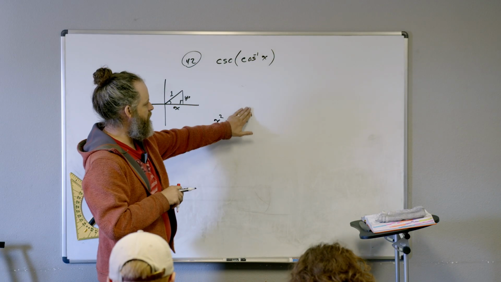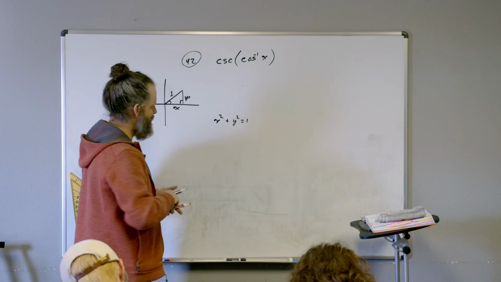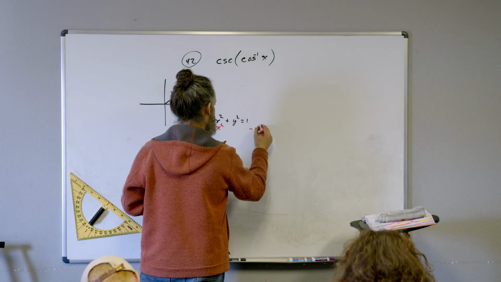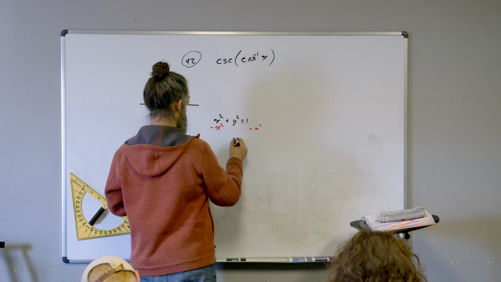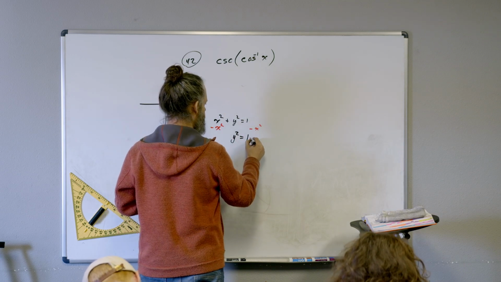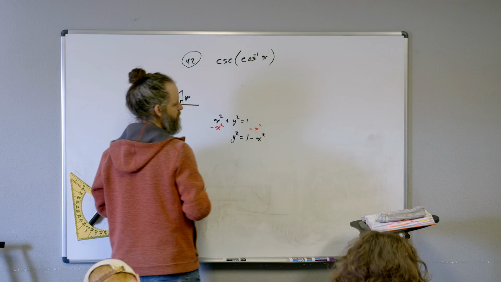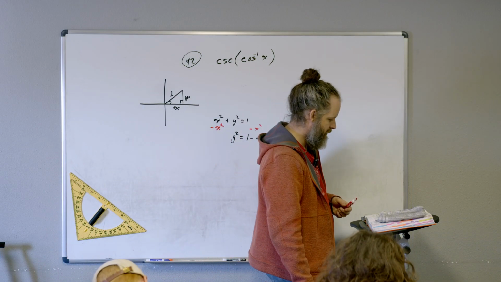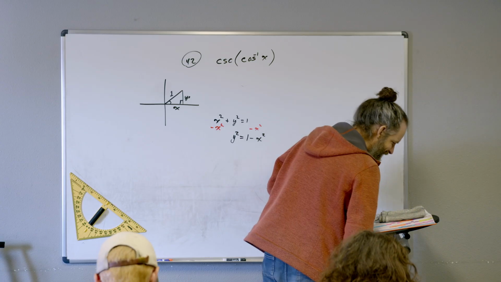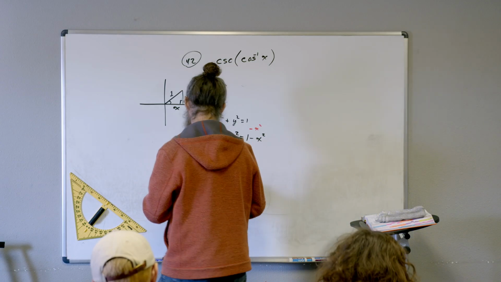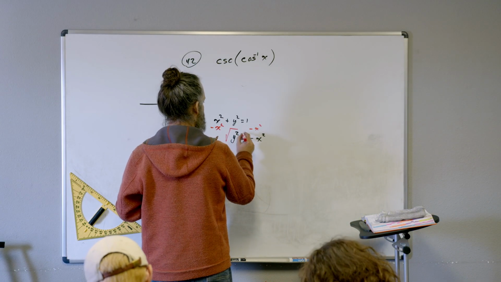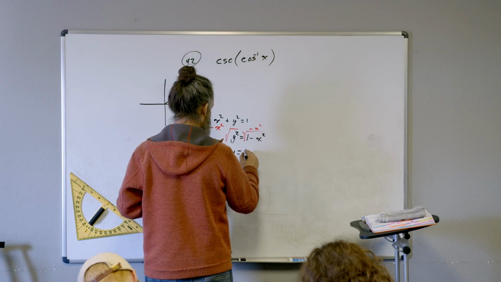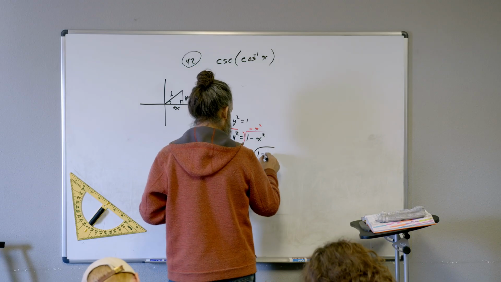So 1 squared is just 1, right? We can all agree on that. So minus x squared. So y squared equals 1 minus x squared. How do we get rid of the square? We square root it. Yeah, that is what we meant to be doing: we unsquare it. So we end up with y equals plus or minus the square root of 1 minus x squared.